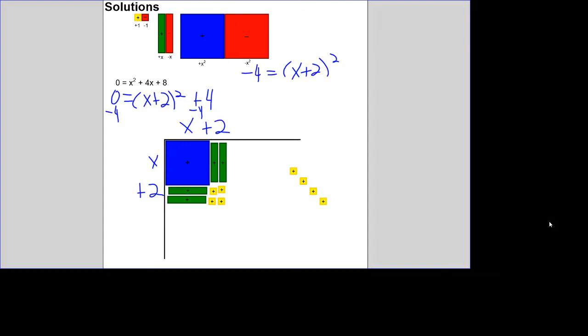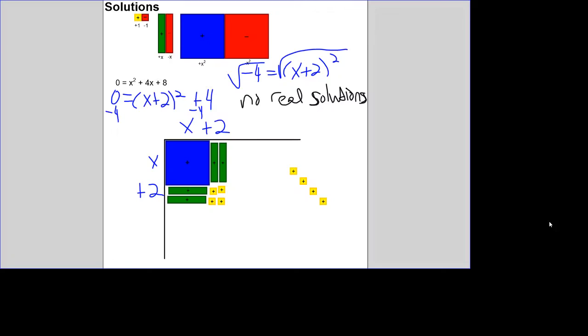I then need to undo my square by square rooting both sides. Now this is where we run into a little bit of trouble. Square root of negative 4, well, we can't take the square root of a negative number. That's an imaginary number. So in algebra 1, we would just say this has no real solutions. So this is that third situation I was talking about, where it doesn't actually cross the x-axis. It's either above it, never crossing, or below it, never crossing.